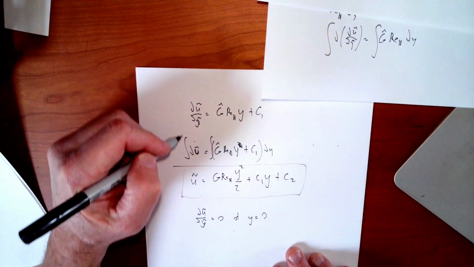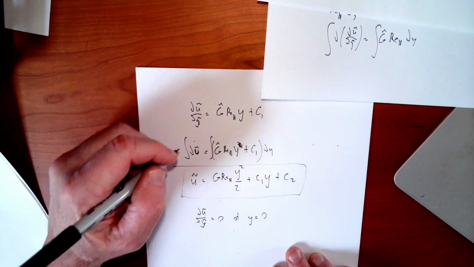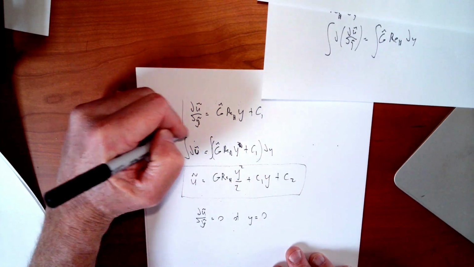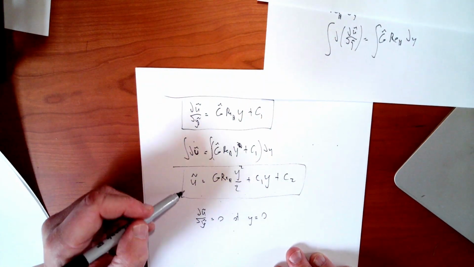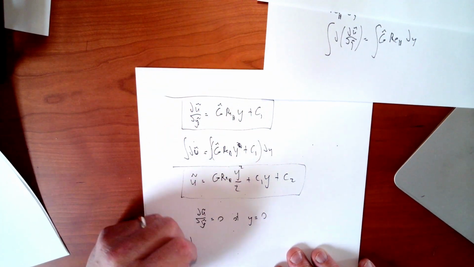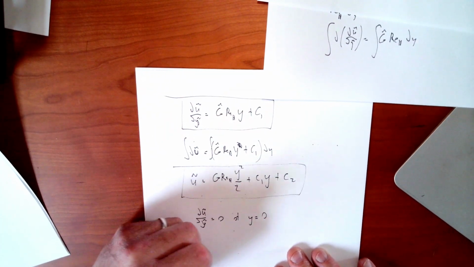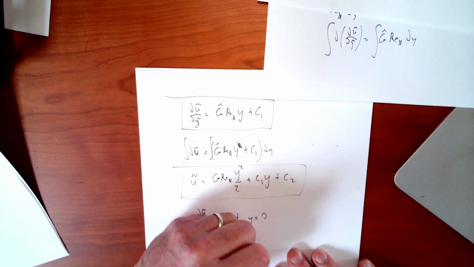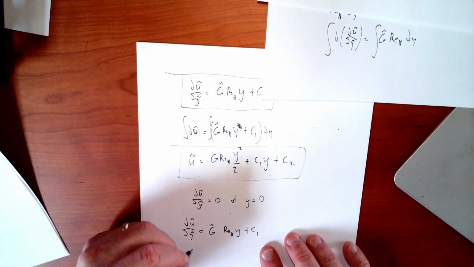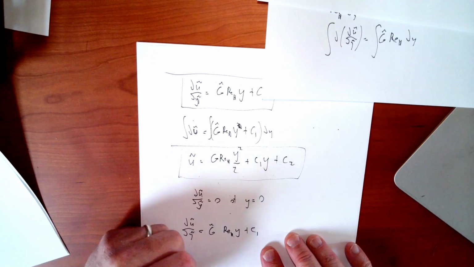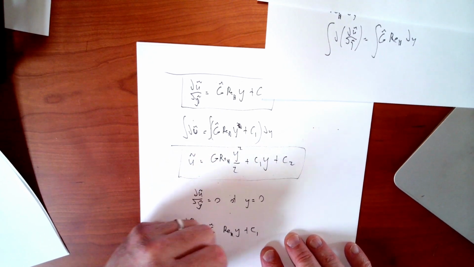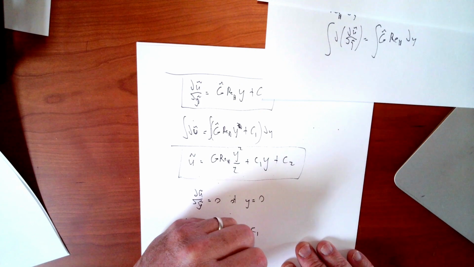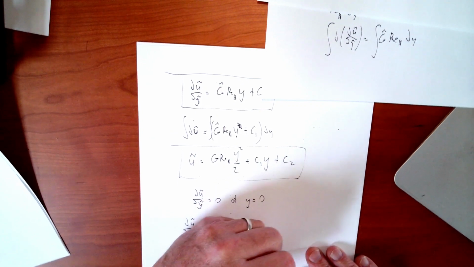So I'm going to use this equation that we had already. du/dy equals this. If I take the derivative of this, I get that. So du/dy, I know, is equal to g tilde Re_h y plus c1. At y equals 0, this is supposed to be 0. So 0 equals 0 plus c1. That therefore leads to c1 equaling 0.